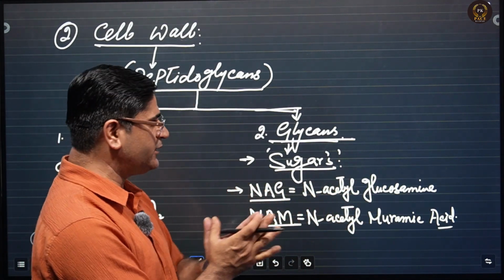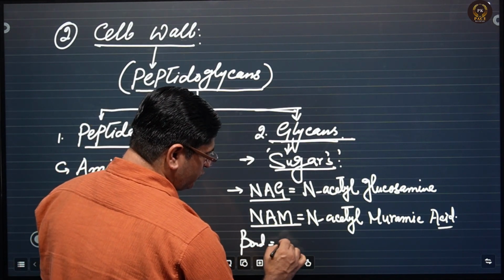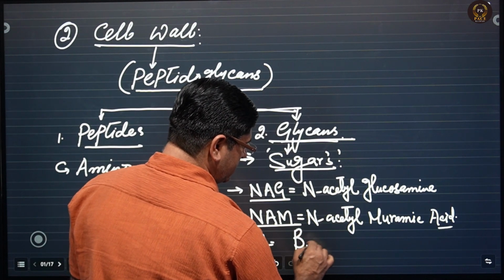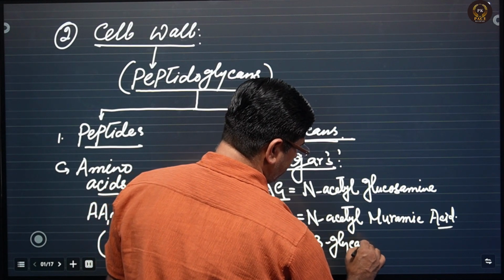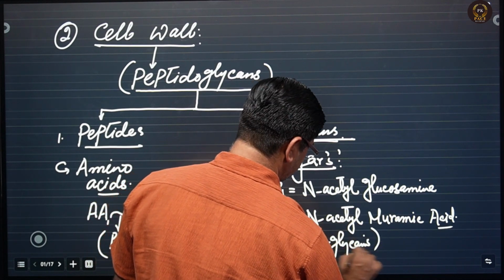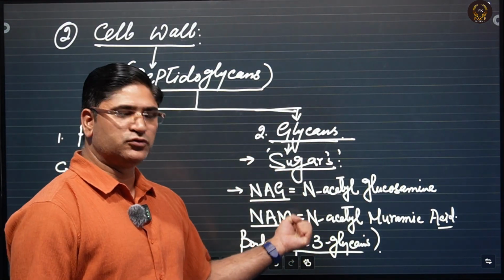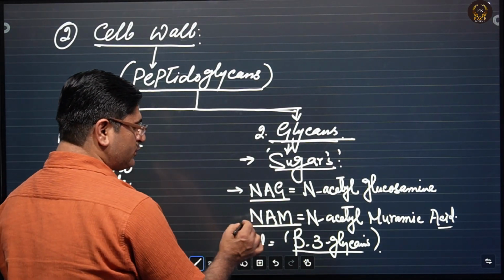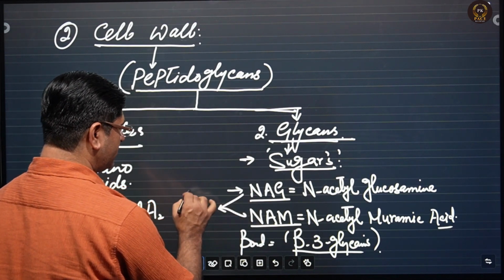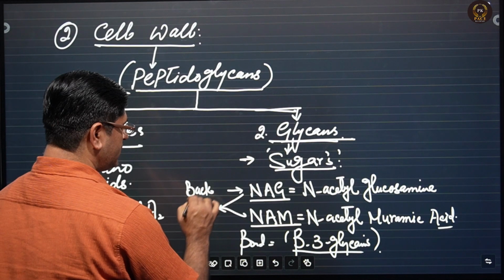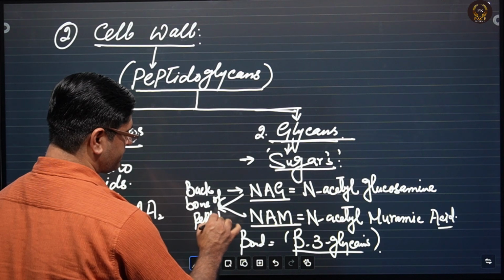So these are the two important glycan sugars, and they are bound to each other with a bond known as the beta 1-4 glycosidic bond. So NAG and NAM are the backbone of peptidoglycans.